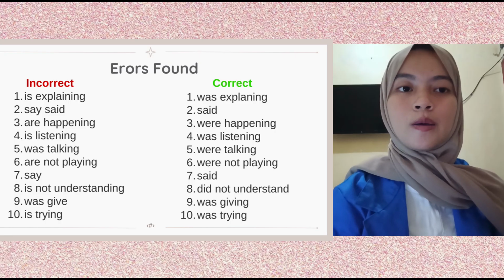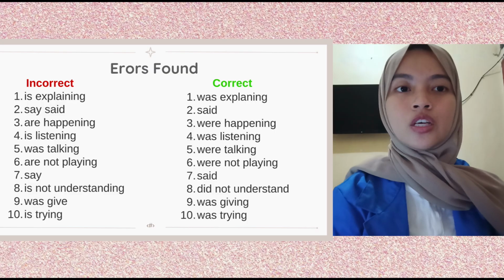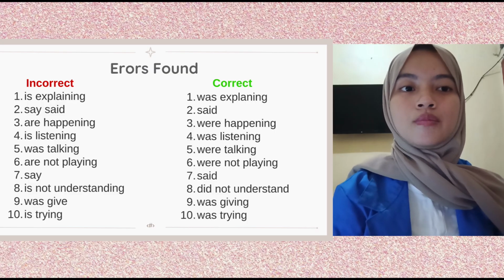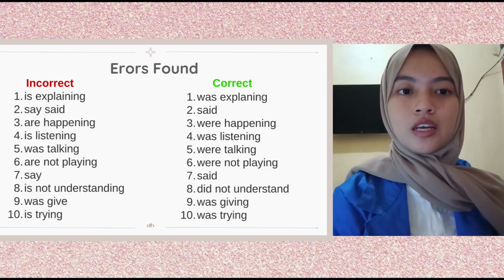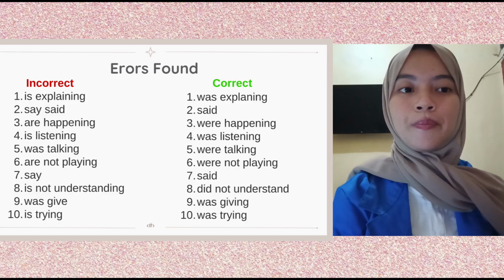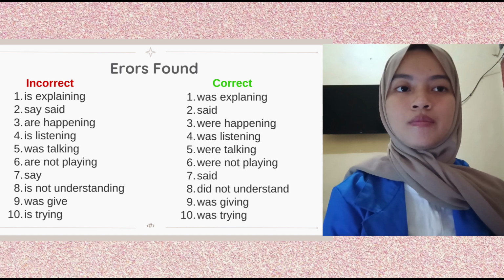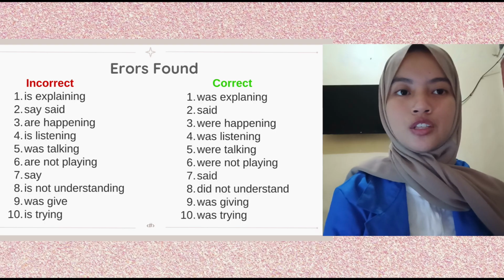"Was talking" becomes "were talking." The plural subject "friends" requires "were." "Are not playing" becomes "were not playing." Past continuous is needed for past actions in progress. "Say" becomes "said." The sentence refers to a past statement. "Is not understanding" becomes "did not understand." Simple past is more appropriate for completed past situations.